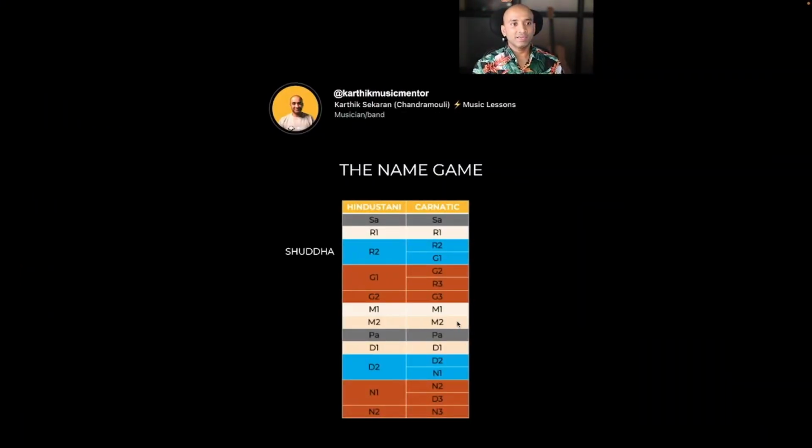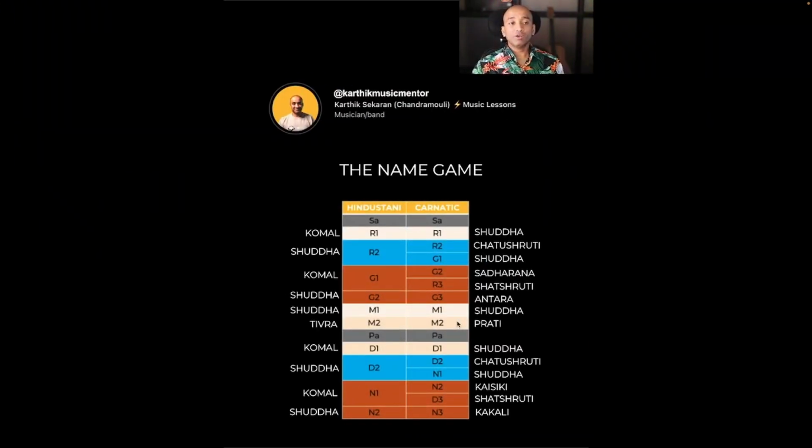Now Shuddha Re is R2 in Hindustani, but Shuddha Re is R1 in Carnatic, okay? Whereas Shuddha Ga is Ga2, which is Sa Ga. Okay, so Shuddha Ga will be Ga1. What? Wait, that's R2. What the hell is happening here? Let me save you some energy and give you all the names. So while you have Komal and Shuddha and Tivra in Hindustani, you have Shuddha, Chatushruti, Sadharana, Antara, Chatushruti, Shatshruti, Kaisiki, Kakali. There are so many names. The only note where the names align in both the systems is the Ma, the Madhyama. Shuddha Madhyama in Hindustani is the same as Shuddha Madhyama in Carnatic.